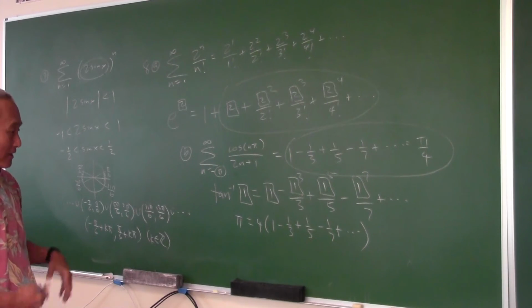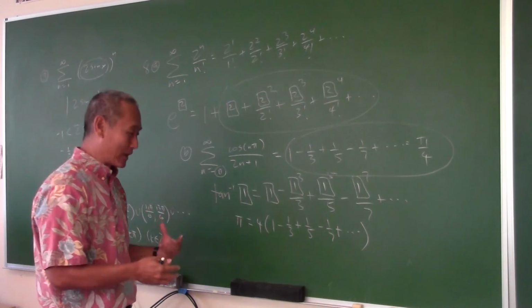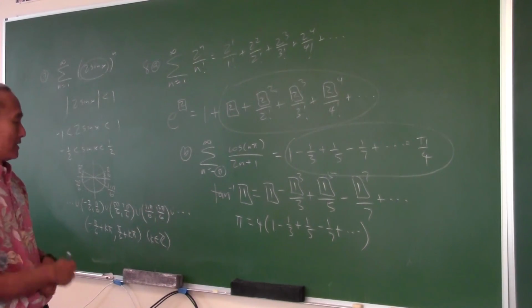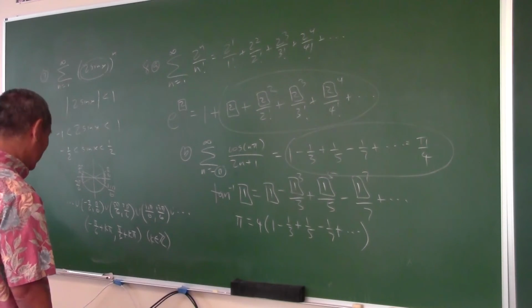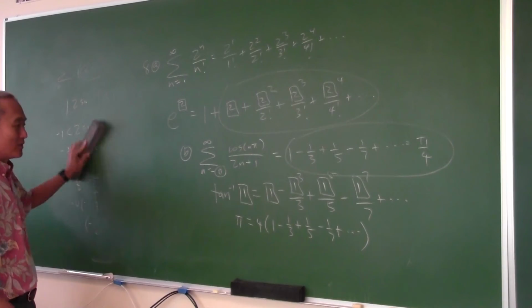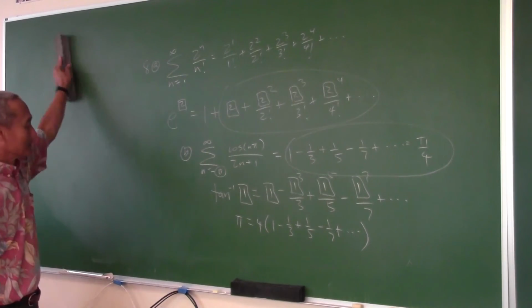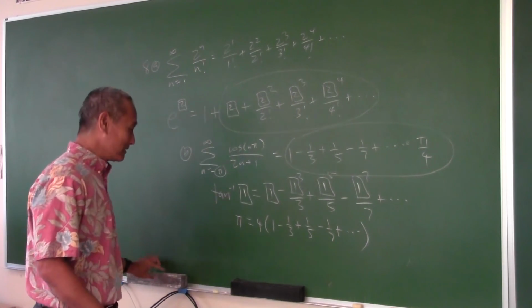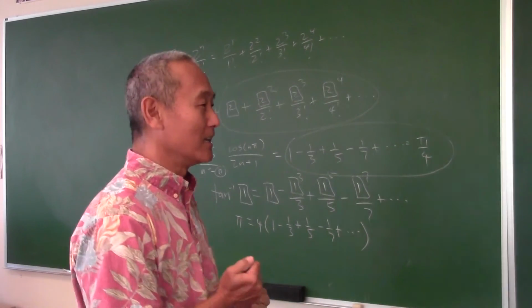Of course, there are others, because this one doesn't converge very quickly. So we have other series, because we want it to converge more quickly so that if you want to estimate it, you don't have to use as many terms. All right, okay, that was fun. Okay, C.